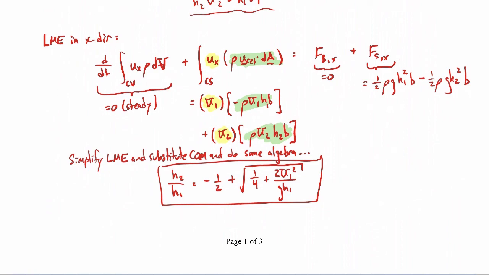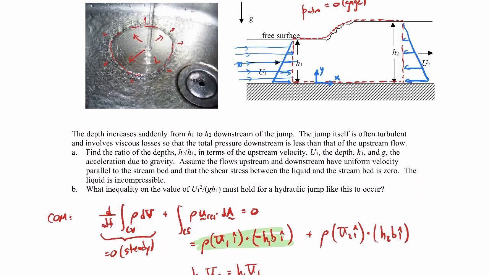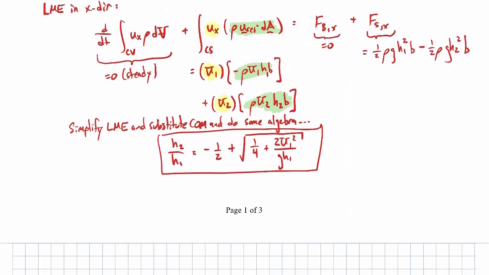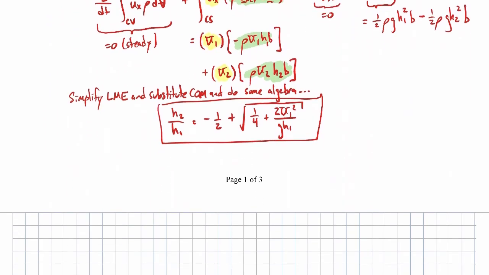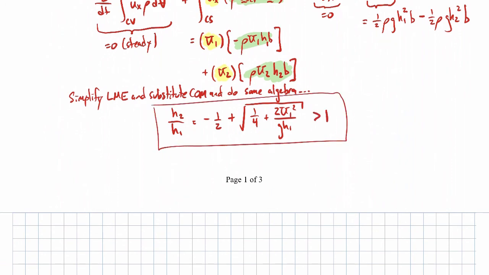H2 over H1, we know from the picture that for this hydraulic jump to occur, H2 has to be larger than H1, right? It's thicker here than over here. So we know that that has to be greater than 1. So let me add that on here as well. Now for that to be greater than 1, we just have to satisfy this inequality, right? So we know that this inequality must be solved.